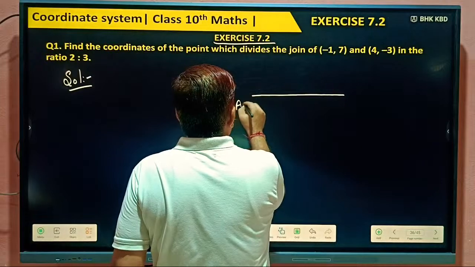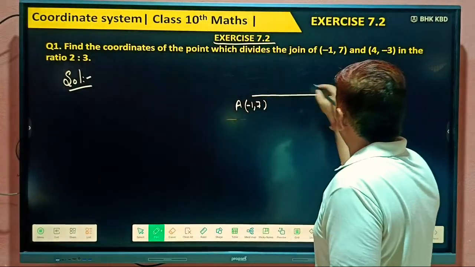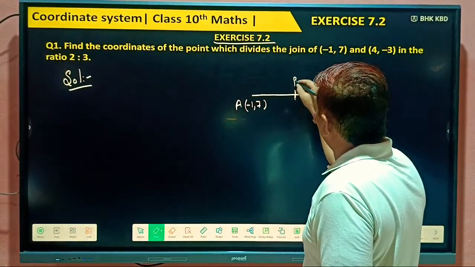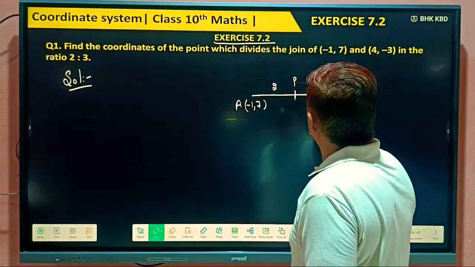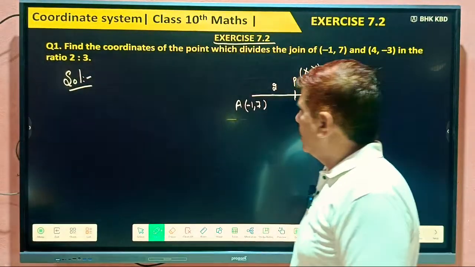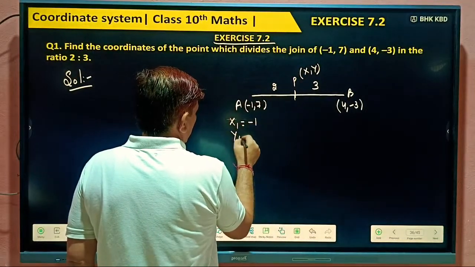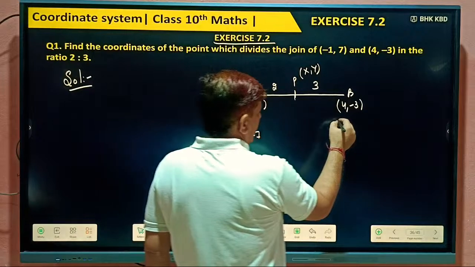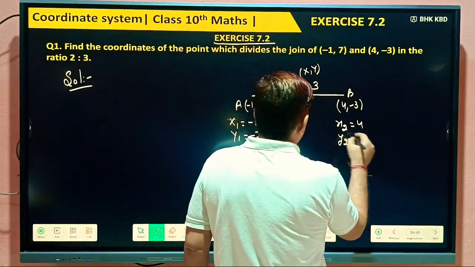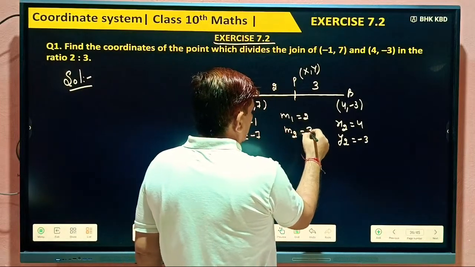This point is A, whose coordinates are -1 and 7, and this point is B, whose coordinates are 4 and -3, and there is one more point, we can say P, which divides this in the ratio 2 to 3. We are saying its coordinates are these. Understood? So we can see here x1 equal to -1, y1 equal to -7, here x2 equal to 4 and y2 equal to -3, and m1 equal to 2 here, m2 equal to 3.